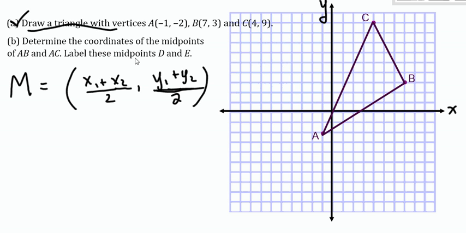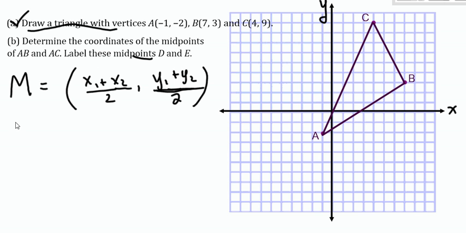Also, because midpoint is a point, make sure that you have these brackets and the comma, because you're looking for the coordinates of the point. You're looking for the x coordinate and the y coordinate, and every valid point needs to be in brackets with a comma. What is the formula doing? Basically, it finds the average of the x values and the average of the y values, and when you put those together as a point, you get the midpoint. So let's do the math.